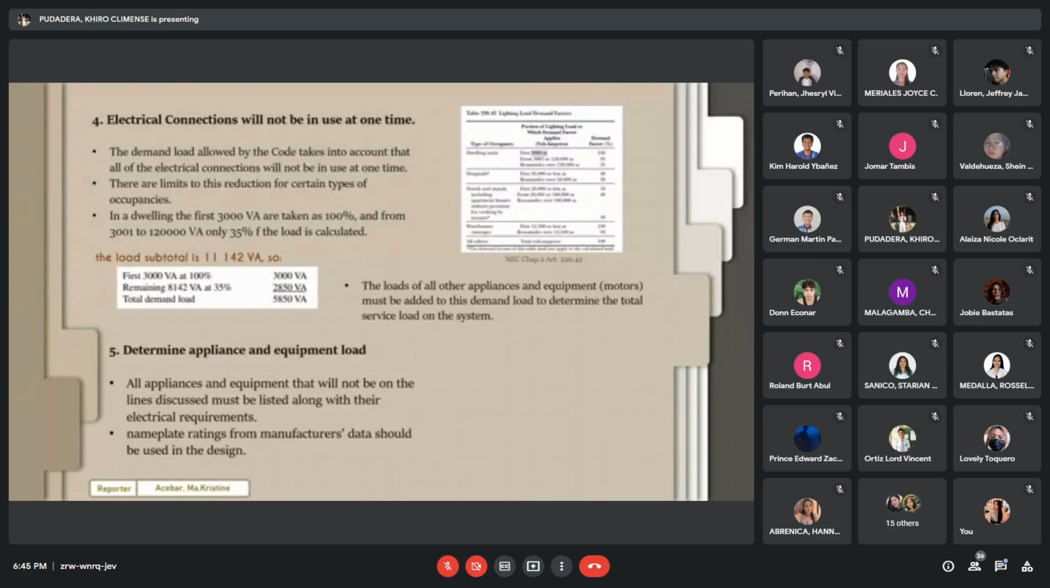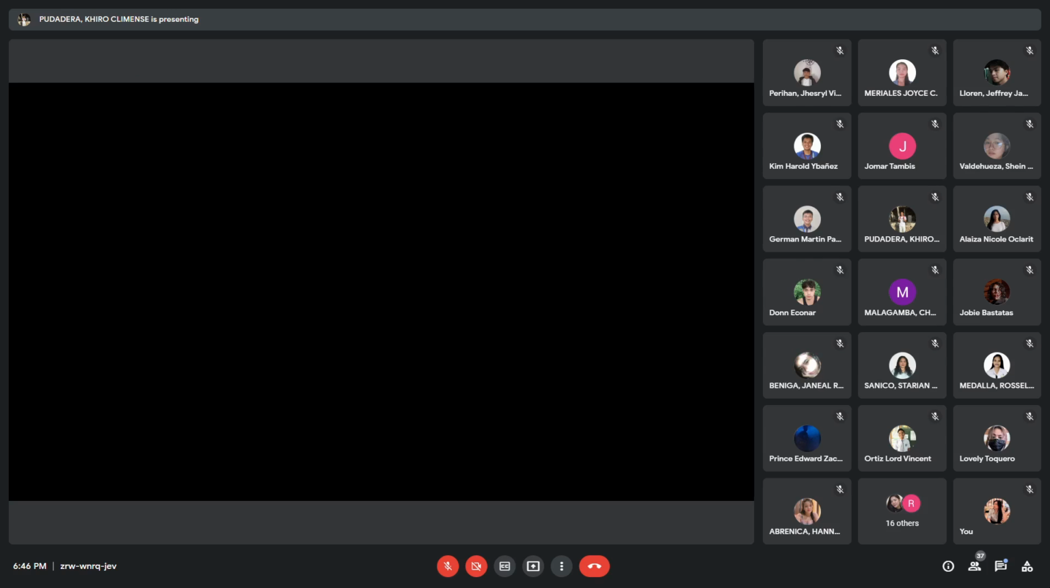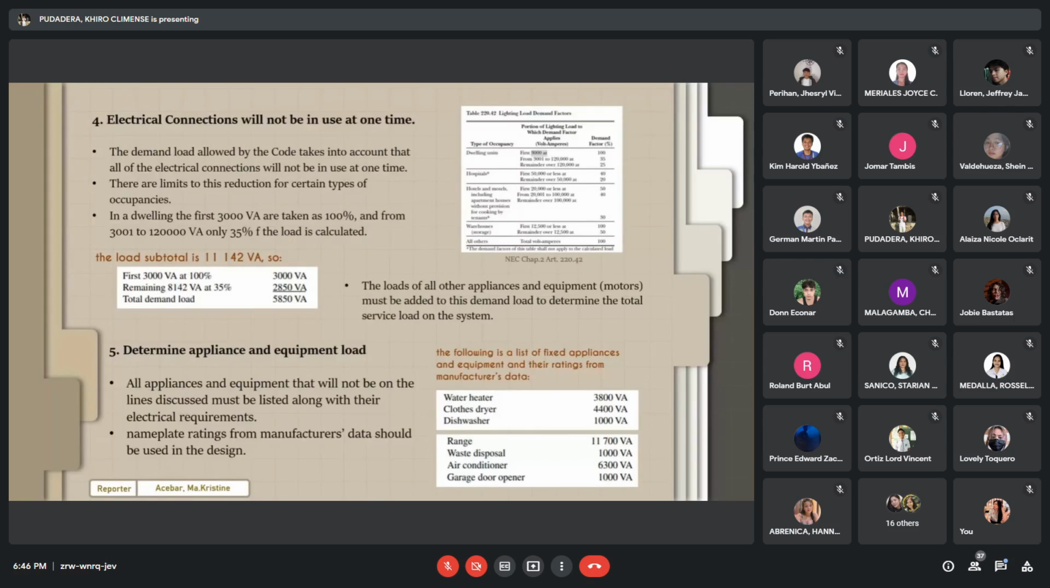Although typical ratings are given in tables 19.12 through 19.16, nameplate ratings from manufacturers' data should be used in the design. For the residential system example, the following is a list of fixed appliances and equipment and their ratings from manufacturers' data. Water heater 3,800 VA, clothes dryer 4,400 VA, dishwasher 1,000 VA, range 11,700 VA, waste disposal 1,000 VA, air conditioner 6,300 VA, and the garage door opener 1,000 VA.